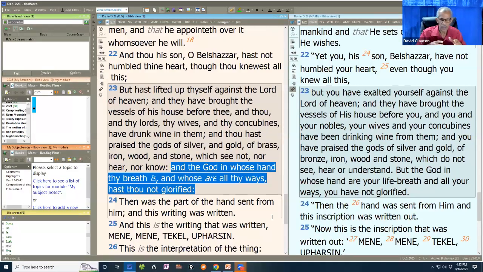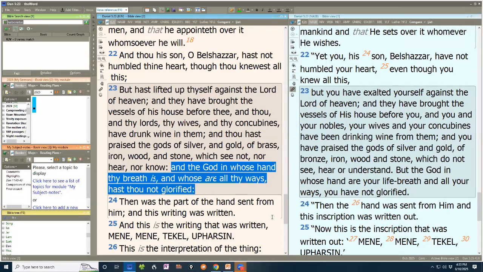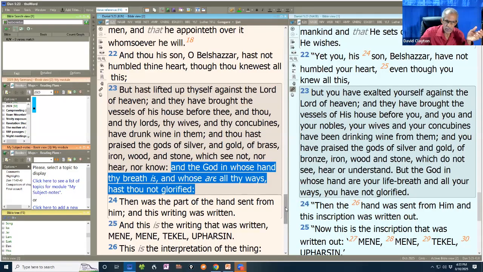Belshazzar's blasphemy is not ignorance. It is defiance. And this is the reason why God sent him this message. That's why I think Daniel didn't respect him that much. That is most likely true as well.